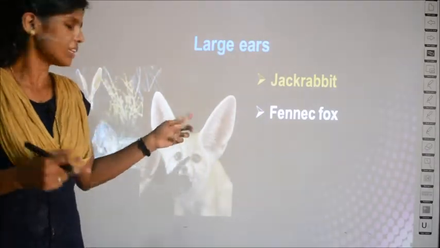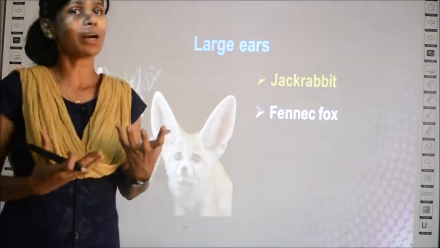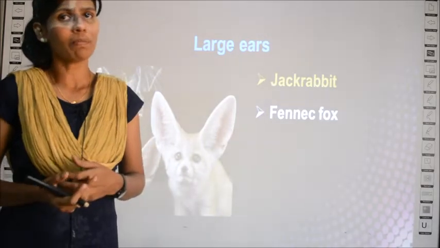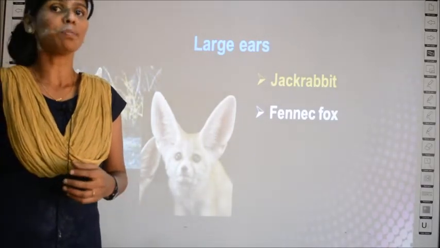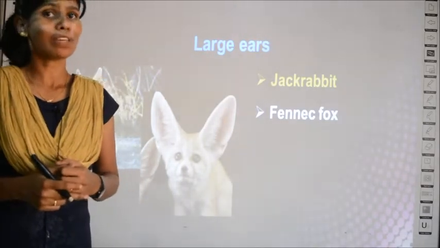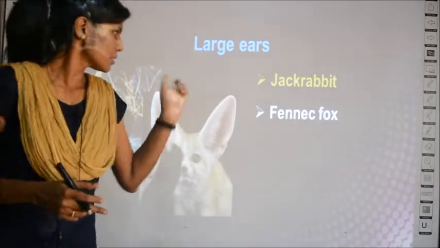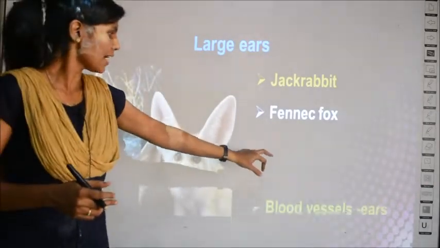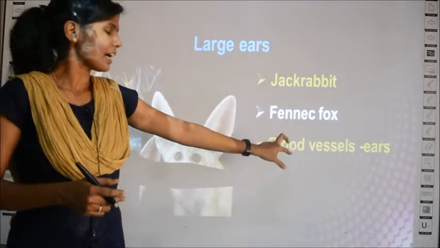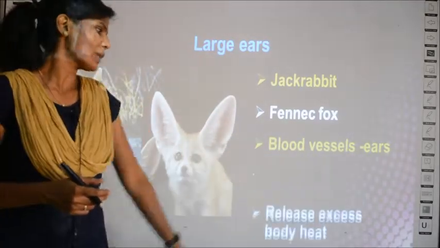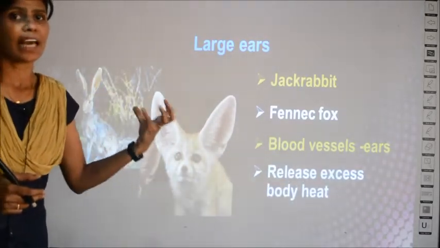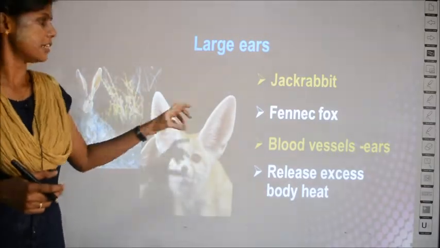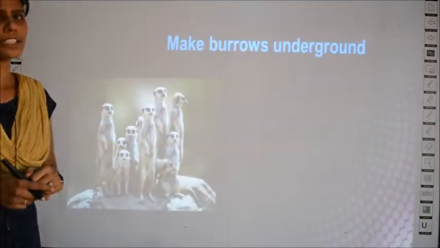So the presence of these long ears with more blood vessels will make the animal release more heat through the blood vessels of the ears. Okay, so jackrabbit and fennec fox have long ears with more blood vessels which will help them to release excess body heat. So this is the third adaptation.